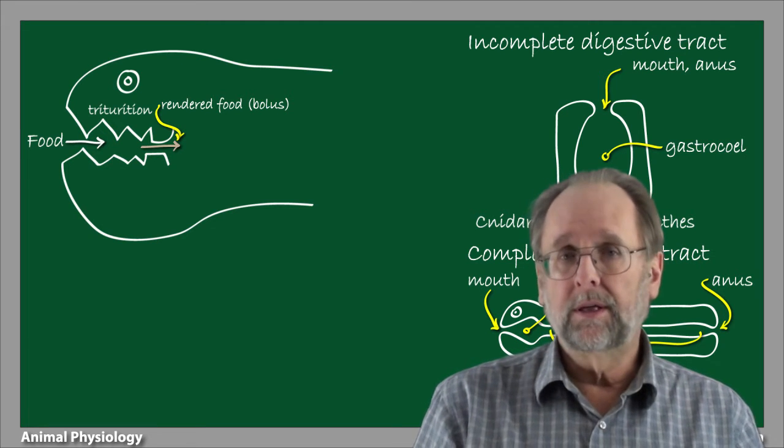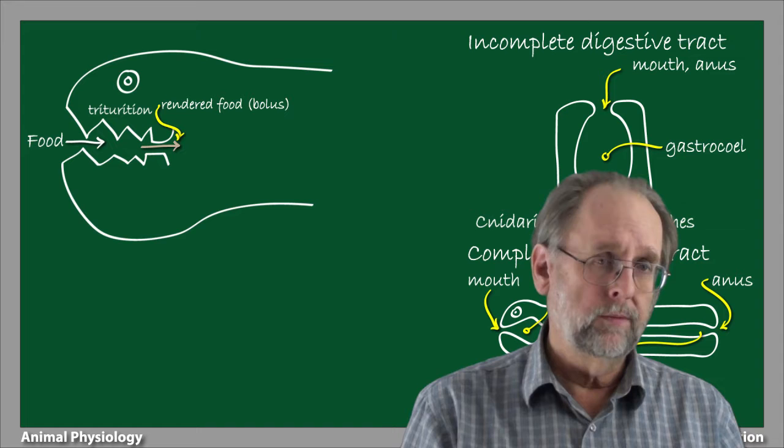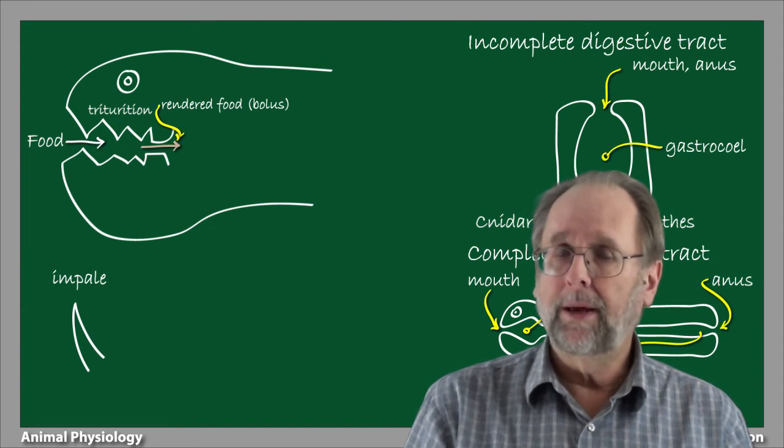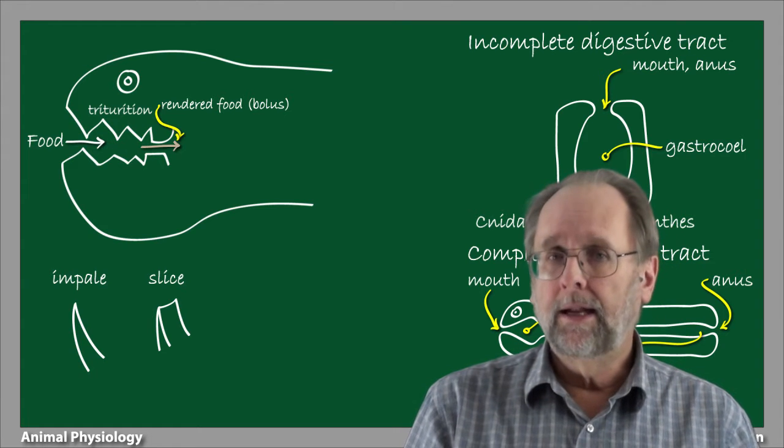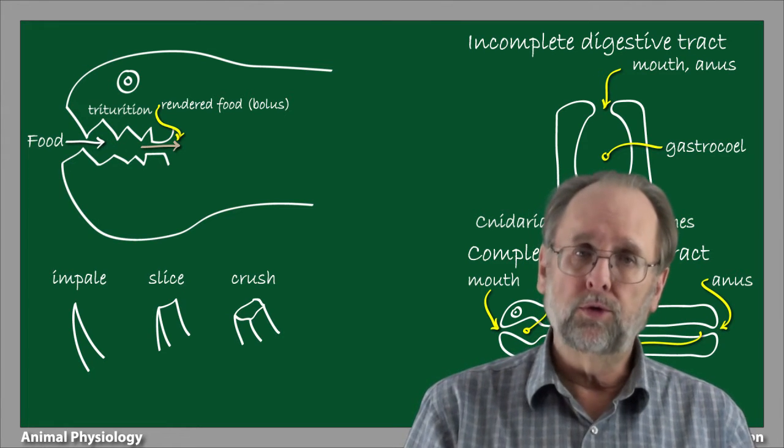Physically, the tools come in three broad functional forms. You have pointy things that impale and pierce, knife-like things that slice things apart, and flattened milling surfaces that can be used to crush things.